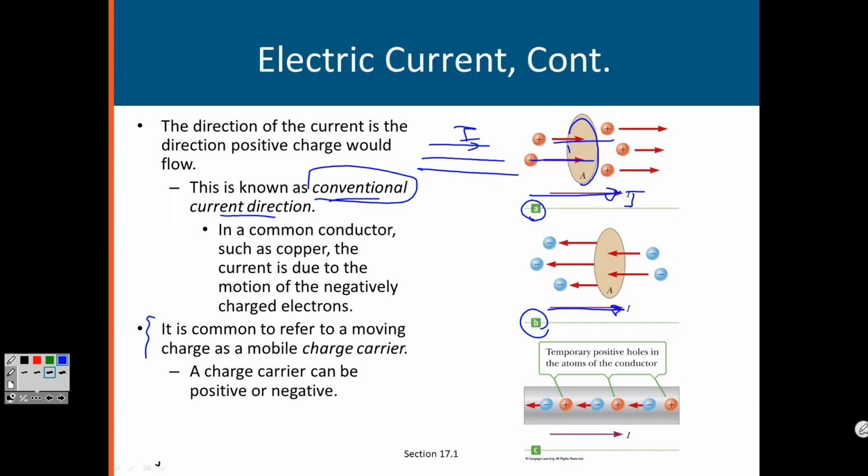The question is, say we have a wire, and we know there is a current in this wire. Now, what is the thing that is flowing? Is it a positive charge flowing or a negative charge flowing in the wire?